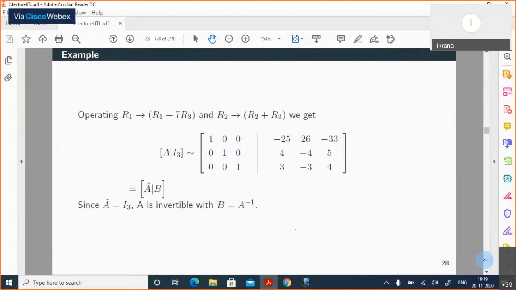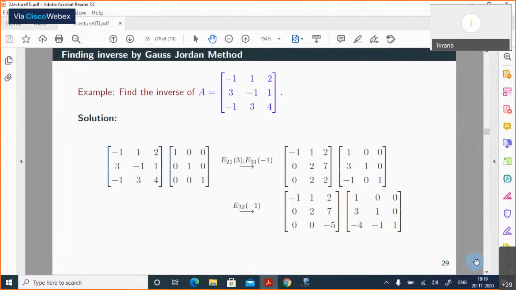This can be put into an algorithm on the computer because it involves only matrix multiplications, and that will tell us whether A is invertible or not, and if invertible, what the inverse is. So this is the first application of row equivalent form.